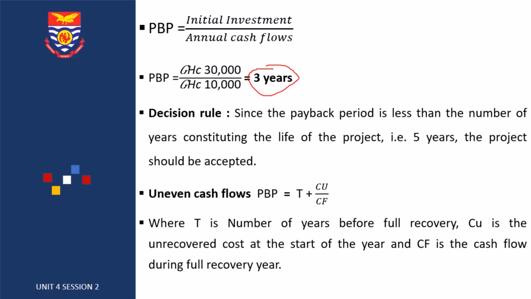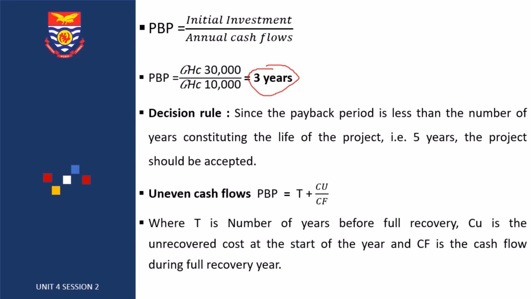Alright, of course, let's do it for uneven cash flows. So where we have uneven cash flow, the formula is T plus CU over CF. Where T is defined to be the number of years before full recovery. If you say the number of years before full recovery, we use a question to explain that one.